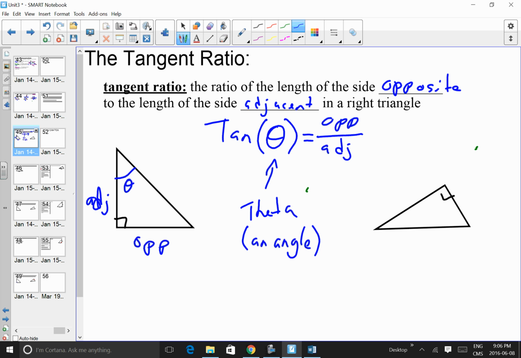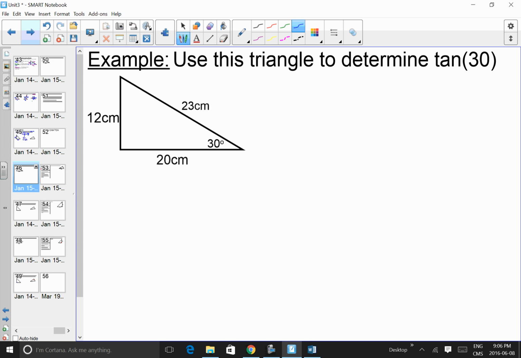Just ignore that triangle for now. So that is the tangent ratio. For example, use this triangle to determine tangent of 30. I know that tangent of some angle equals the opposite side divided by the adjacent side.